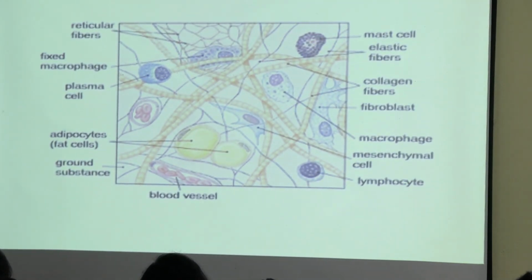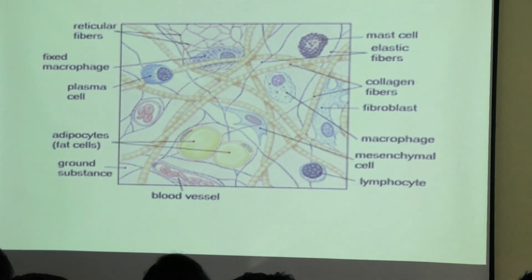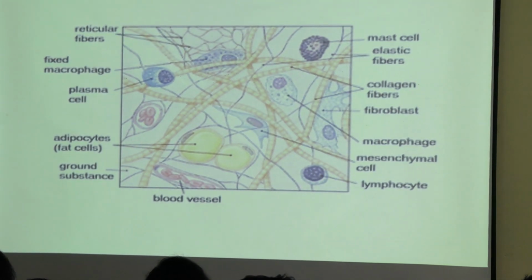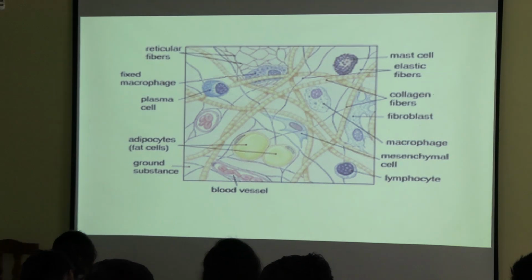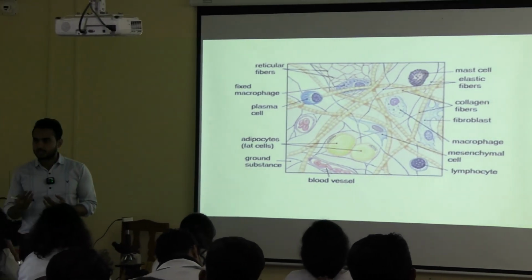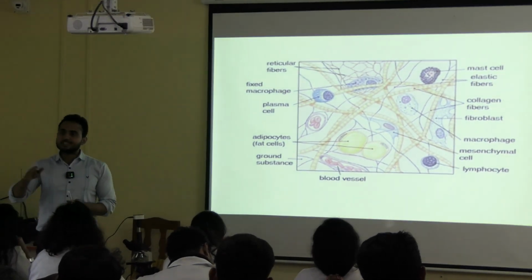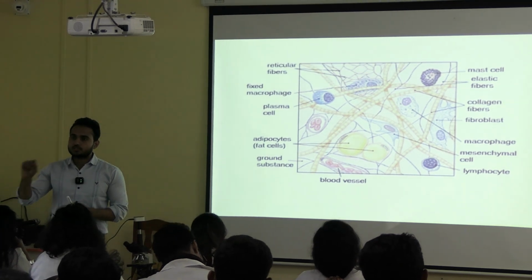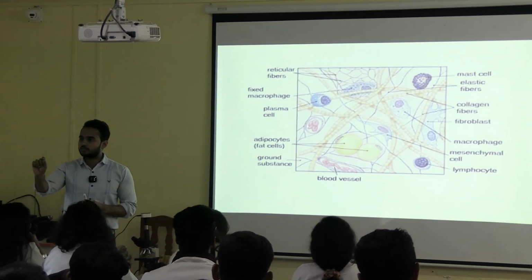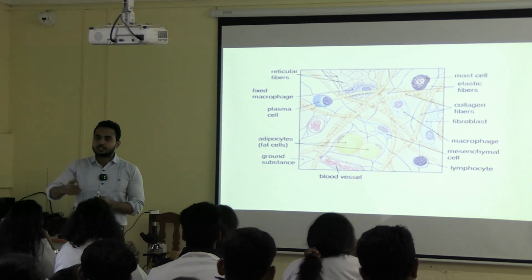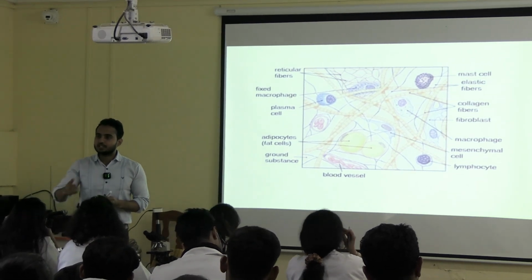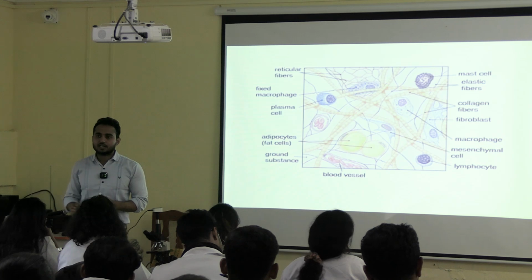Now here you can see the ground substance also. This particular part is the ground substance. Now, what happens when we are preparing the slide, there are different stages of preparing the slide. First we have to extract a small amount of tissue. After that we have to cut it, then sectioning is there, then different chemicals are used.